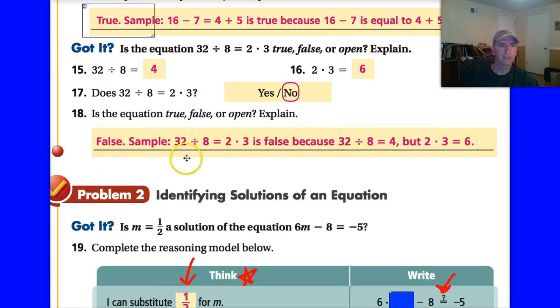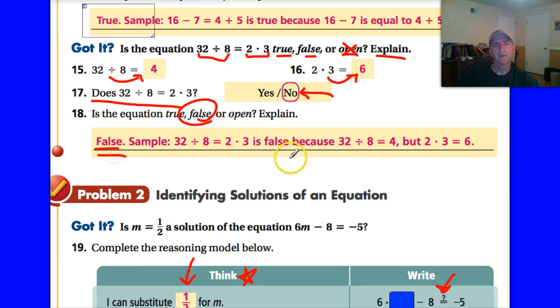Number 15. Got it? They say, is this equation 32 divided by 8 equal to 2 times 3? Is it true, false, or open? Well, guess what? There's no variables. I don't think it's open. Explain, it says. All right. 32 divided by 8 is 4. 2 times 3 is 6. All of a sudden, this just got real easy, didn't it? Are those equal? No, they're not. Therefore, this is false. All right. Clearly because 4 does not equal 6. At least in my world, it does not.